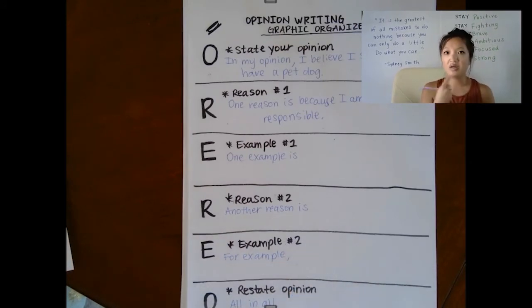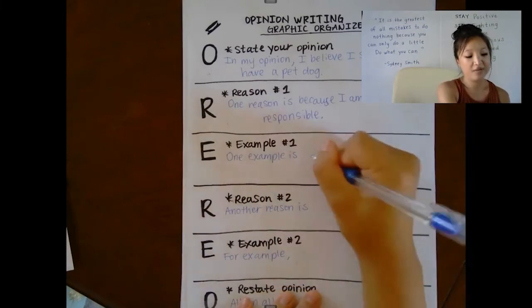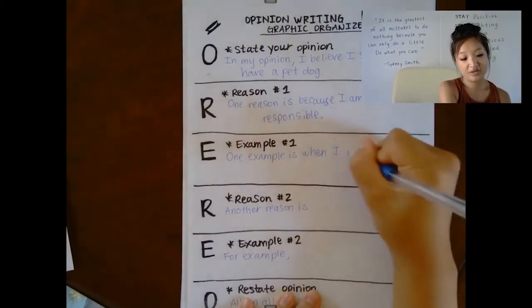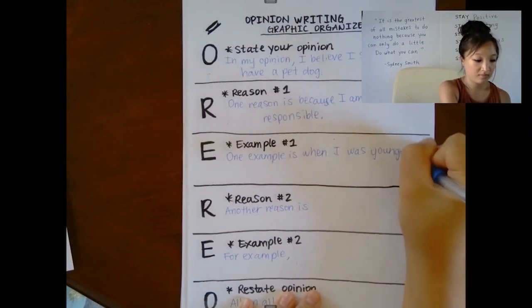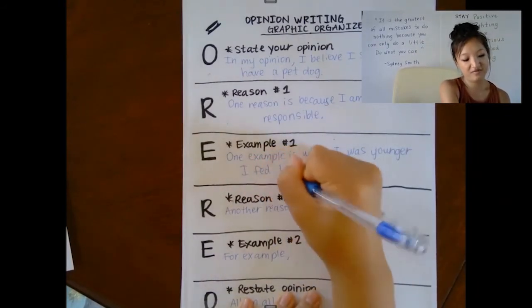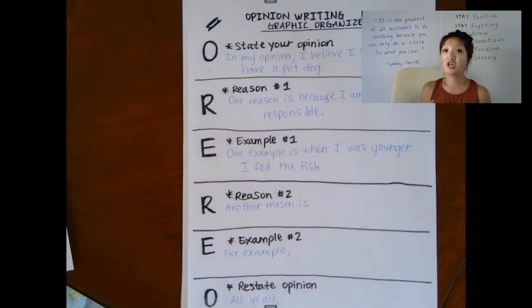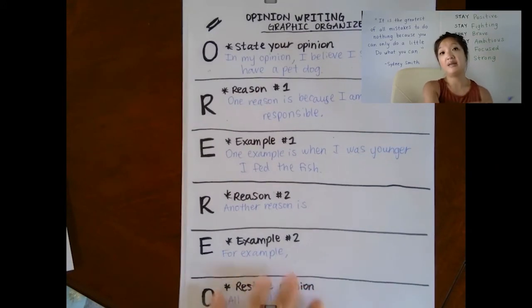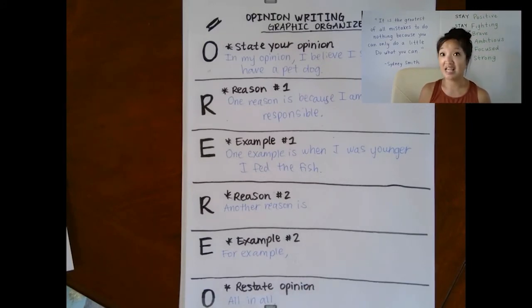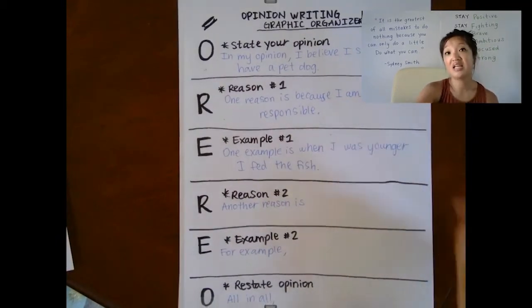So let me add some more words to this sentence so that it completely makes sense. One example is, when I was younger, I fed the fish. I'm trying to, again, tell my parents that, hey, I did a job all by myself, even when I was younger. So now I'm ready for a dog. In an opinion piece, you're trying to persuade or convince somebody to let you kind of get what you want. Doesn't mean it's always going to happen, but we can try. So taking a look at the reason and example, making sure those connect.